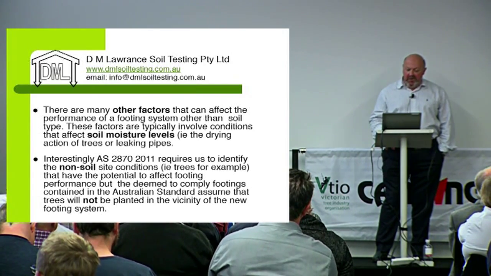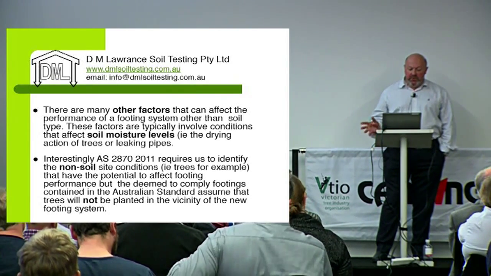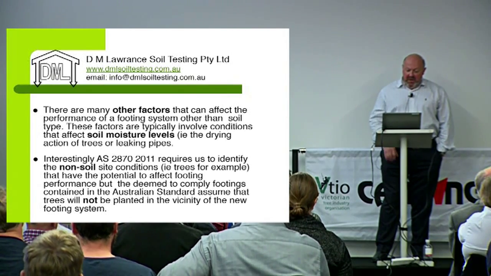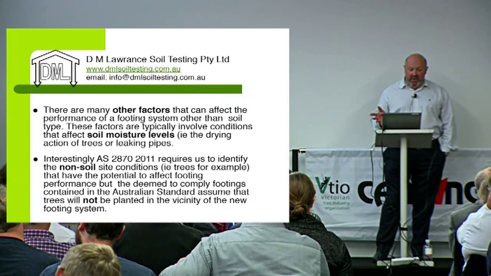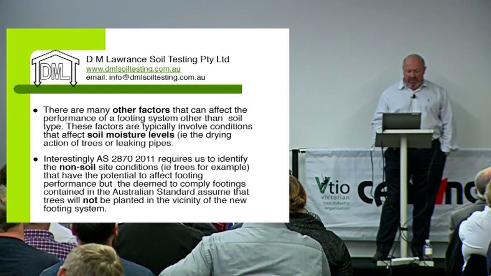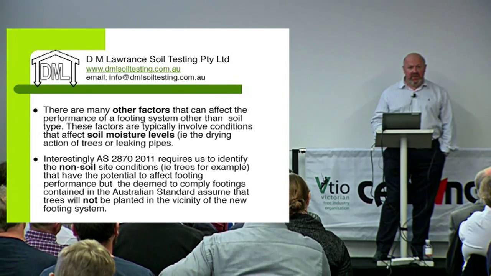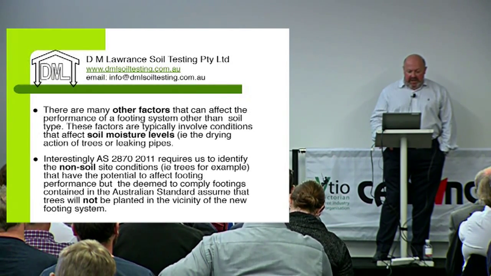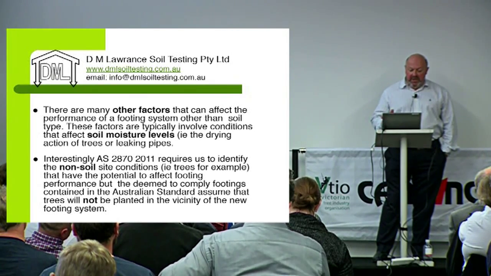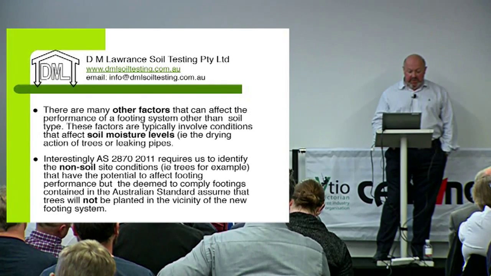There are other factors that can affect the performance of a footing system for a lightly loaded building other than the soil type. These factors generally affect moisture levels, and it can be the drying action of trees or leaking pipes causing variations. Now, the new draft, or the new version, of the Australian Standard AS2870, which is the standard that applies to the construction of domestic buildings and footing systems, requires us to identify the non-soil site conditions that are relevant, like trees or poor site drainage or whatever it is.